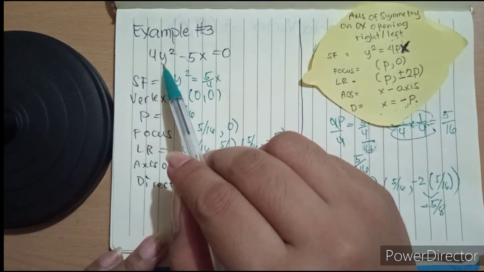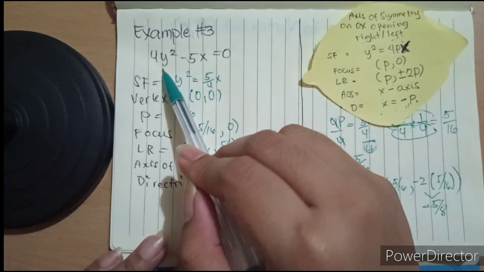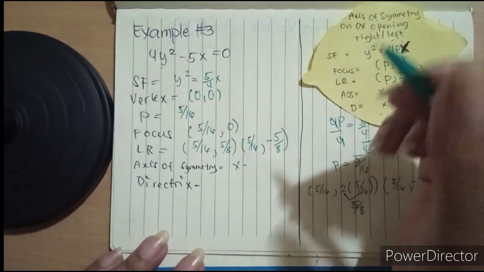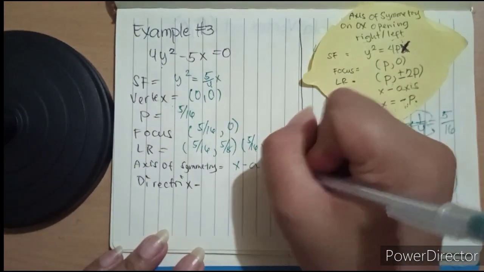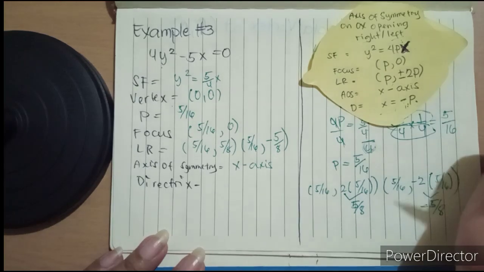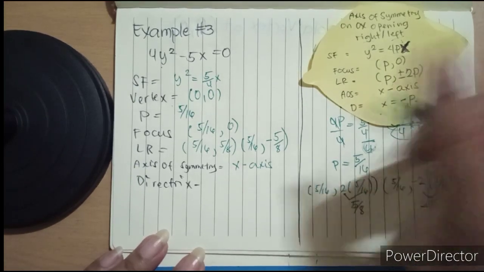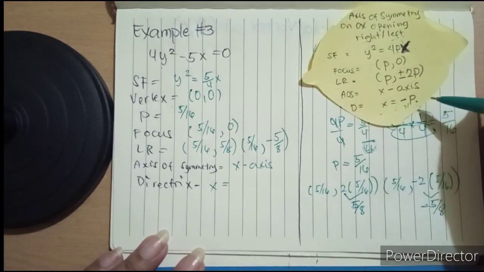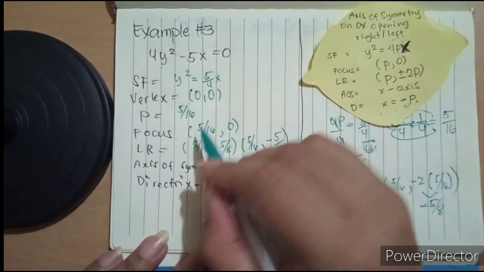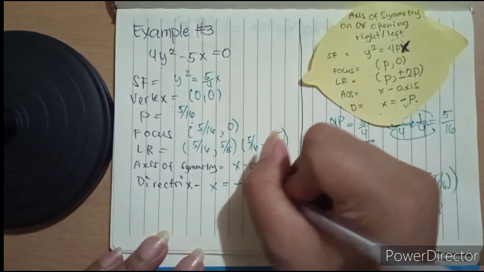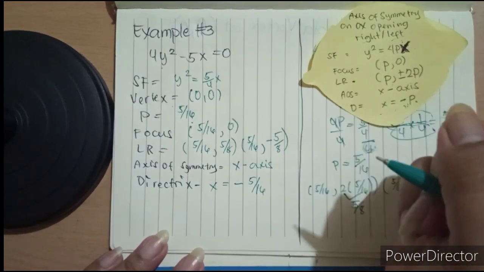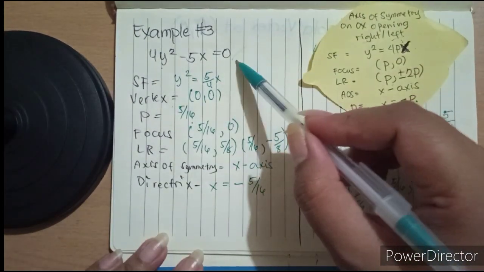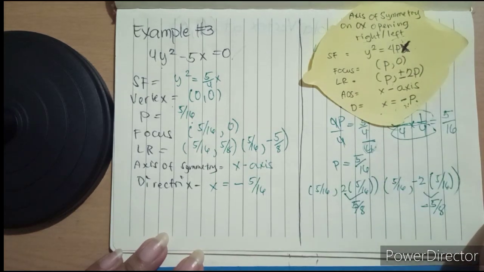Since ang naka-squared po natin ay y, alam na natin na ang kanyang axis of symmetry ay nasa x-axis. Okay? And then, for the directrix, we have x is equal to negative p. So, lalagyan natin ng negative sign yung ating value ng p. So, we have negative 5/16. So, this is already our answer for this equation. Nasundan po.